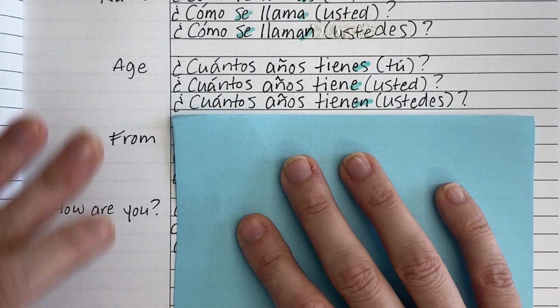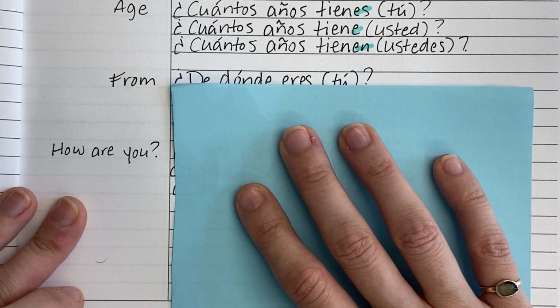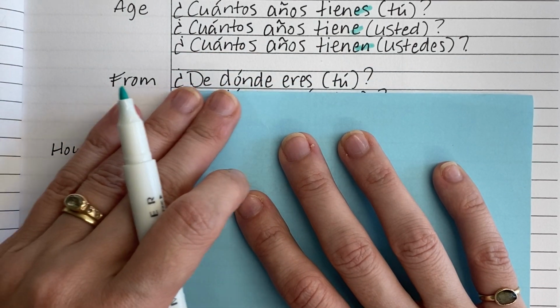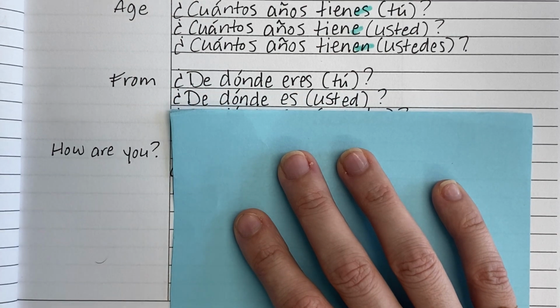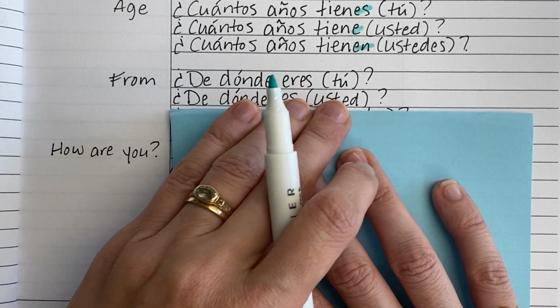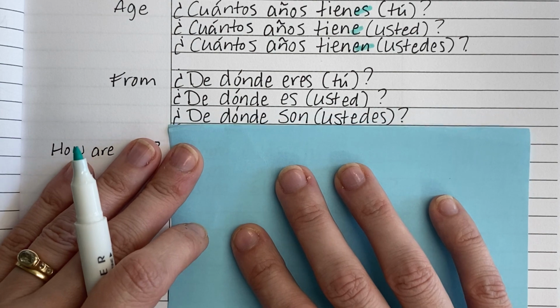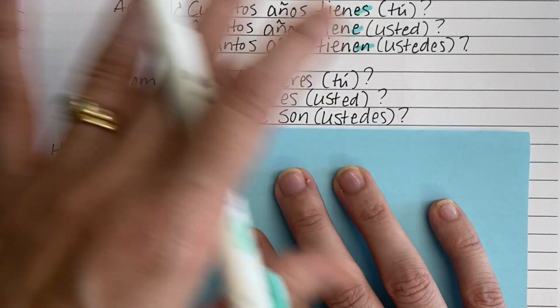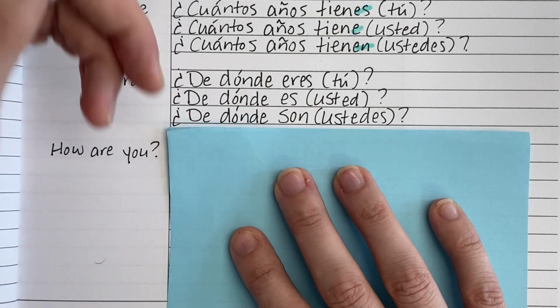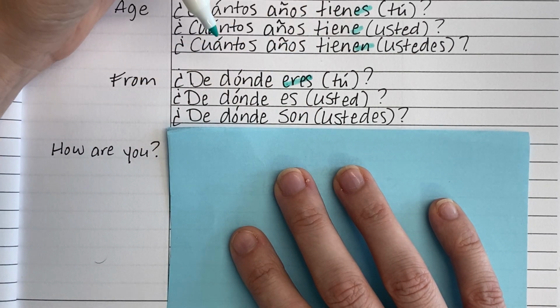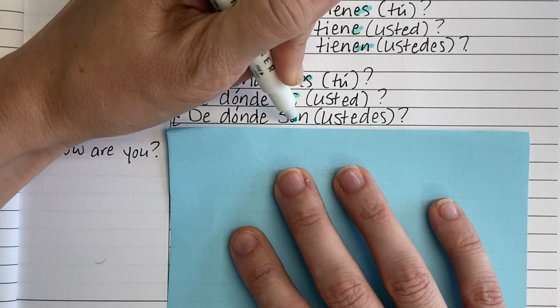All right, where are you from? For the informal register, ¿de dónde eres tú? The formal register, ¿de dónde es usted? And if I'm talking to a group of people and I want to say where are all of you guys from, ¿de dónde son ustedes? ¿De dónde eres? ¿De dónde es?